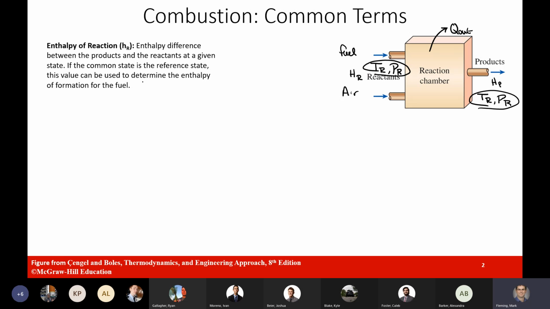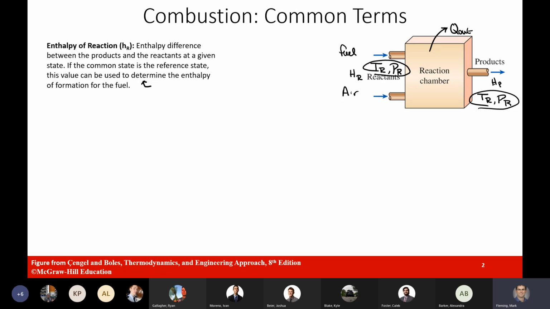Now, it can be used, and I want to point this out, to find the enthalpy of formation. So if we know what the common substances coming in, so oxygen, nitrogen, are generally what we bring in with the air. What we leave, we have carbon dioxide, water, oxygen, and nitrogen coming out.